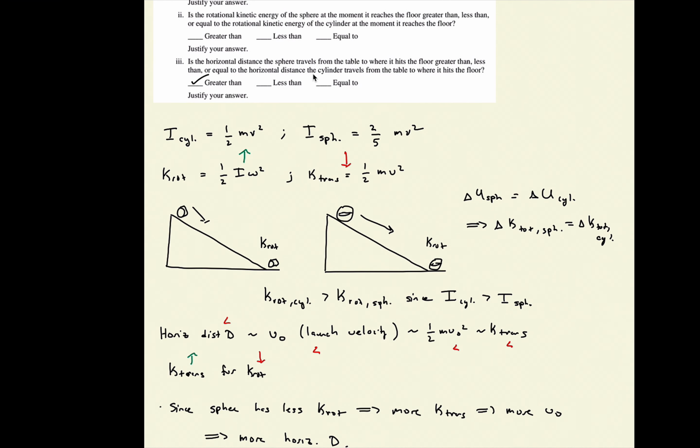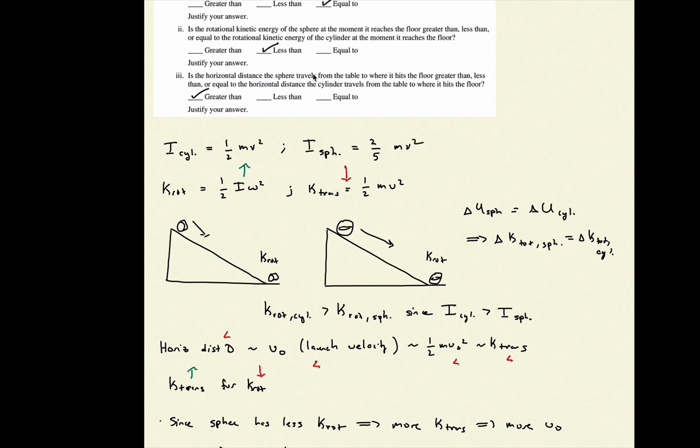And I should say we should fix part B. That needs to be the less than check, since they were asking for the sphere as compared to the cylinder.